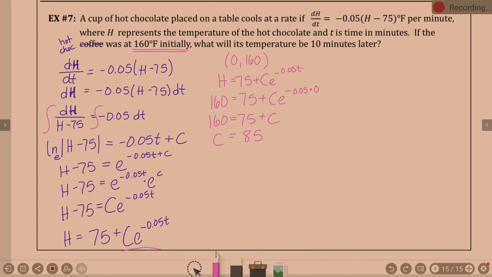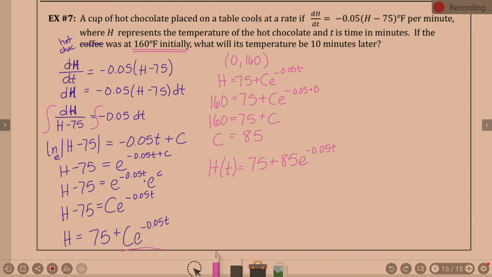So now, if I write my new equation again, H, and I've just been writing H. If you look in the notes, you're probably going to see H of T. There's not a wrong versus right there. Okay, just throwing it out at you. So this equation is now 75 plus 85 e to the negative 500ths T. So we have a full equation, right? No C's or K's or anything like that left.